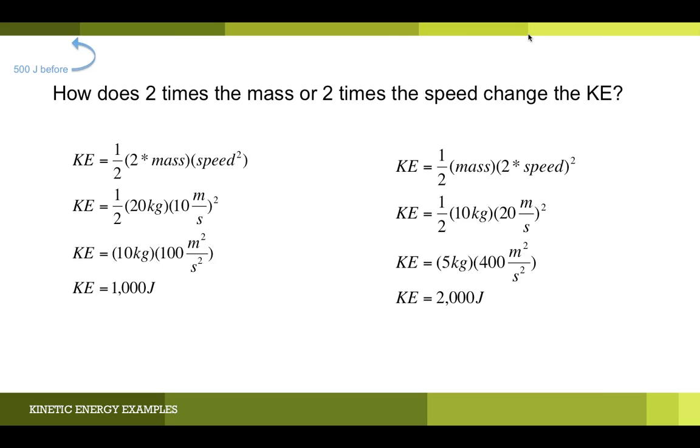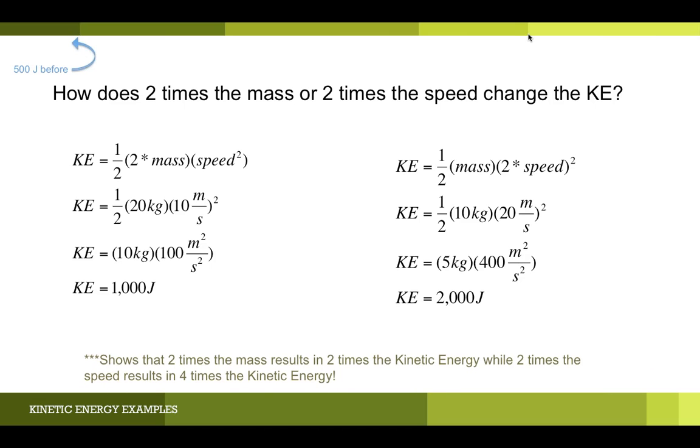So we doubled the speed from 10 to 20, but the kinetic energy went from 500 to 2,000. So the kinetic energy got 4 times larger. Because it got 4 times larger while the speed only doubled, that shows us that kinetic energy and speed must be exponentially proportional to each other.